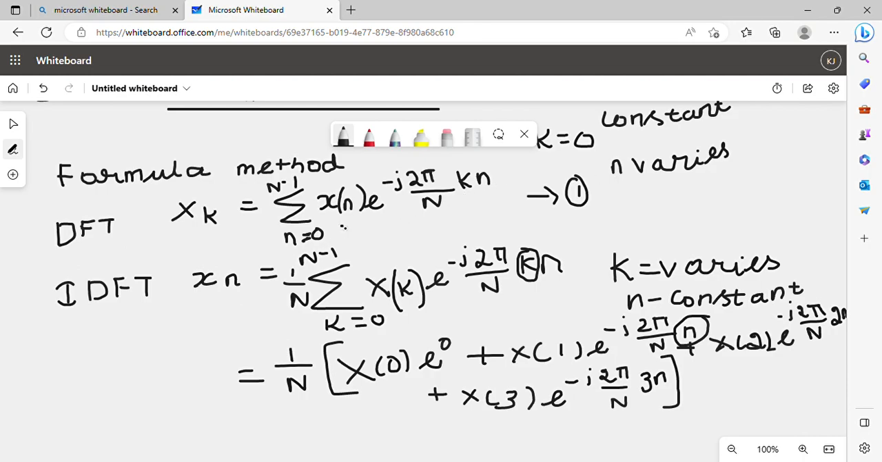For this you are going to write the formula, and according to this formula put k is equal to 0 and n is equal to 0. Put k is equal to 0 first, because your k is constant, and put n is equal to 0, 1, 2, 3. Put k is equal to 1 and n is equal to 0, 1, 2, 3. Right? That is what you are supposed to do. Okay, like that you are going to write it and just solve it.